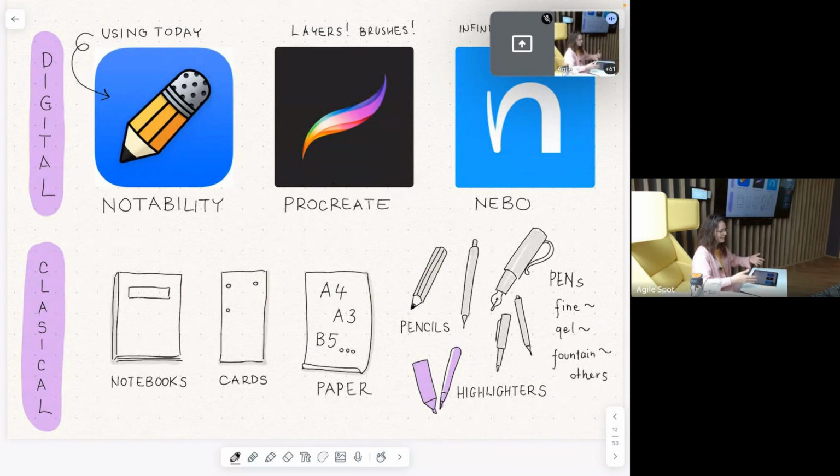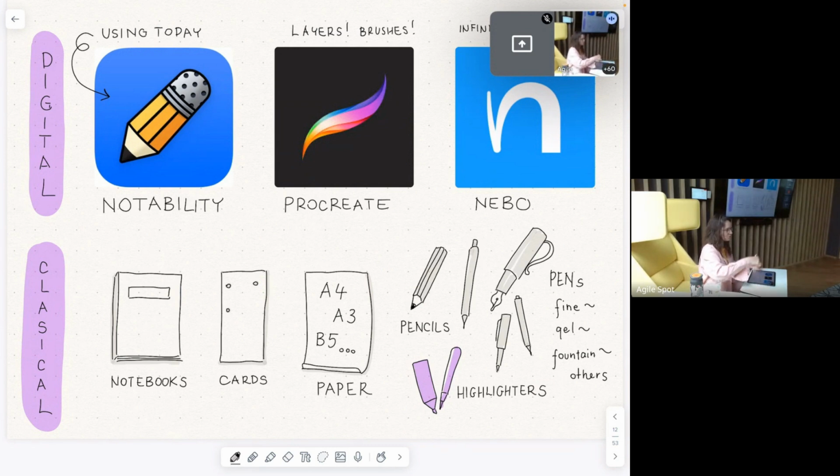Obviously, I'm using a tablet today because, as the majority of people join online, you're going to see best how to draw. I'm using the Notability app, but other worth mentioning are Procreate or Nebo.